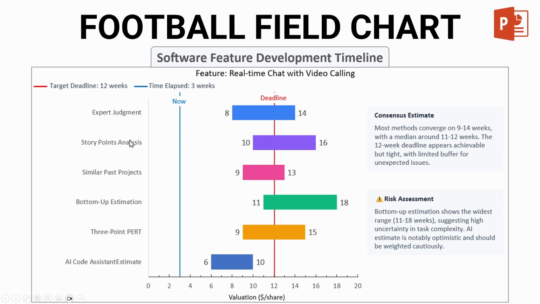Like here on the y-axis, we have different estimation techniques to estimate the time it would take to develop this feature. Now, I had done a detailed video about different estimation techniques a while back. I will leave a link to that video in the description. Feel free to check that out. In this case, what we are estimating is to develop this real-time chat with video calling feature. How long would it take using different estimation methods?